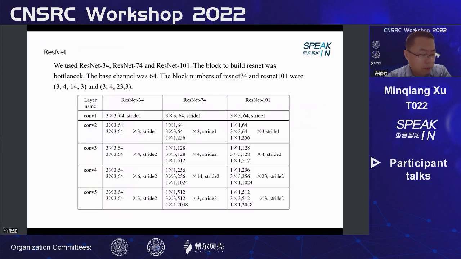We use a modified ResNet version as our backbone, where the stride of the first block is set to 1, while the others are set to 2. We use ResNet 34, ResNet 74, and ResNet 101. And the baseline channel is set to 64.